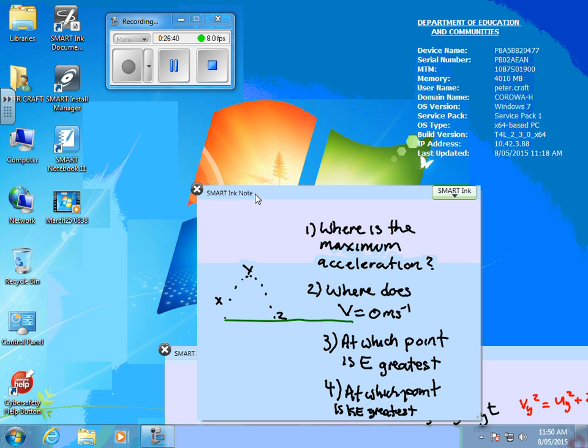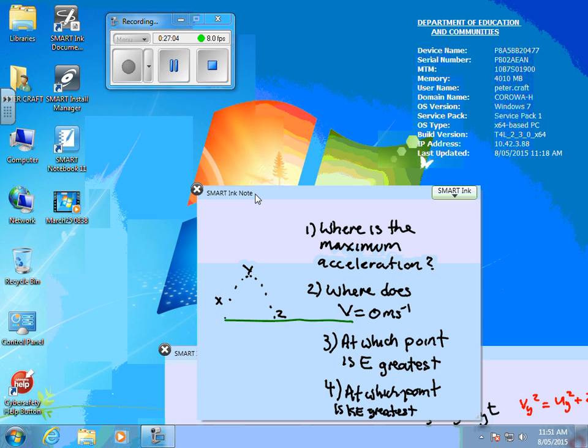Next one. Where does v equal 0? Z. Which v though? It doesn't specify, just the velocity through its journey. Is it talking about Y velocity, or X velocity going sideways? Where is the velocity 0 in this diagram? Y, because X still has velocity going sideways. Oh, it's a trick question.